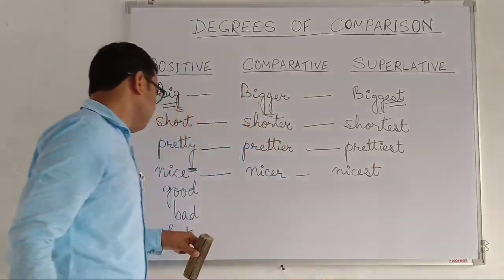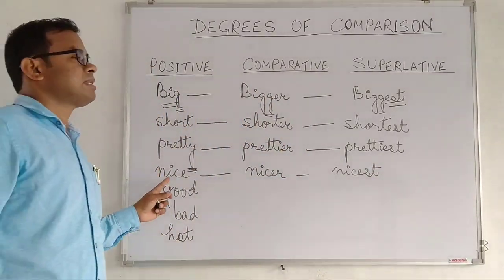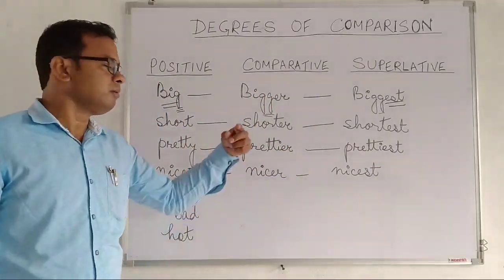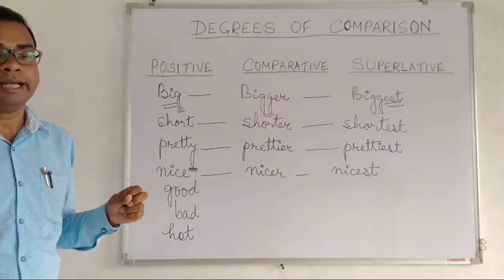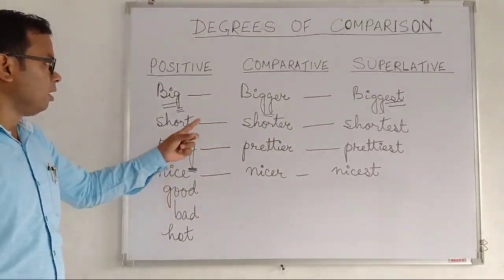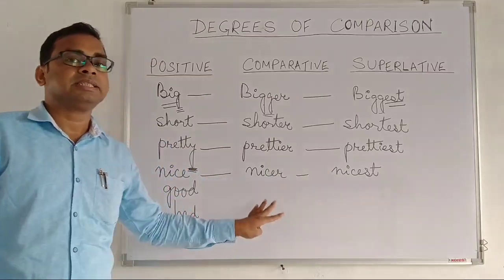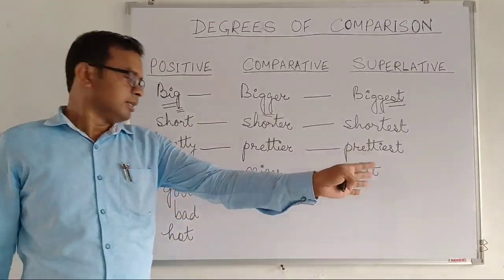We often make the mistake. Some people say it is more nice or most nice, but it's not correct. So what is the correct form? Comparative and superlative form of nice, it is nicer and nicest.